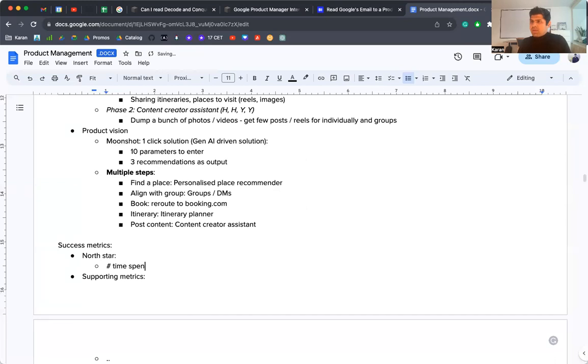Maybe something like time spent on Facebook travel product, place recommendation and itinerary planner, and then there is also group DMs and so on. So the time spent on Facebook travel product could be an interesting one, or even we could do something like percentage time spent on Facebook travel product upon the total time spent on Facebook.